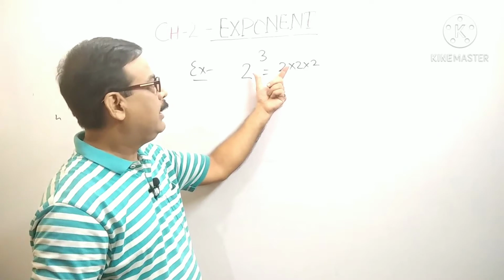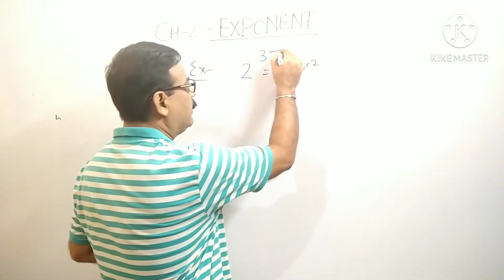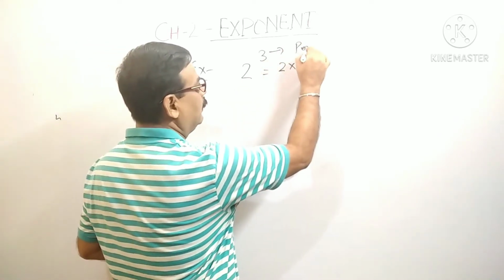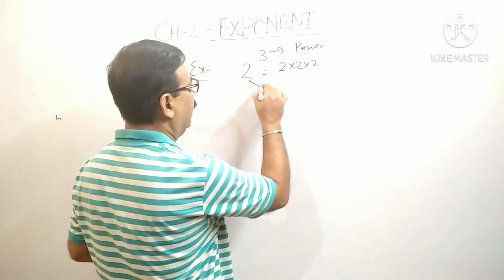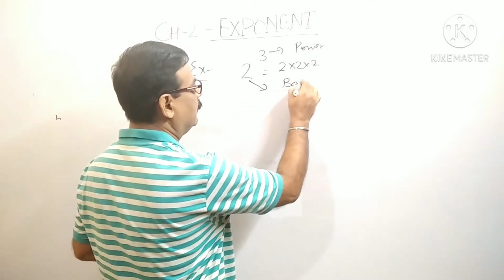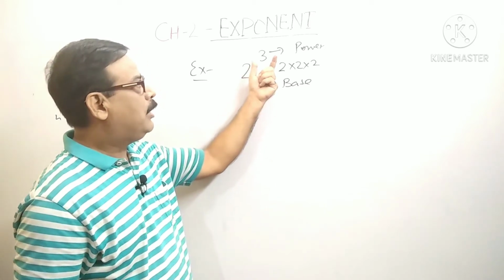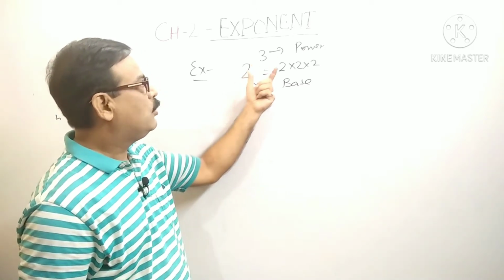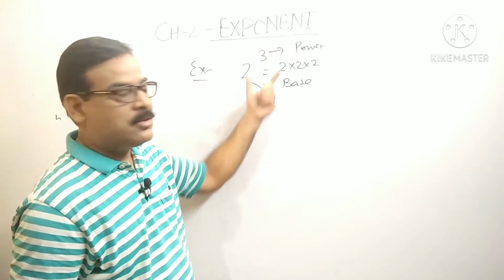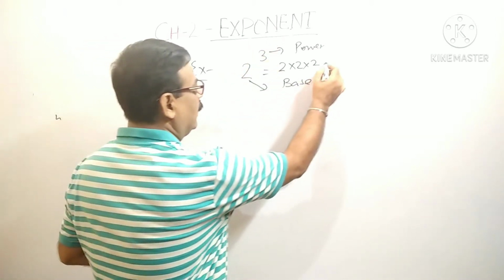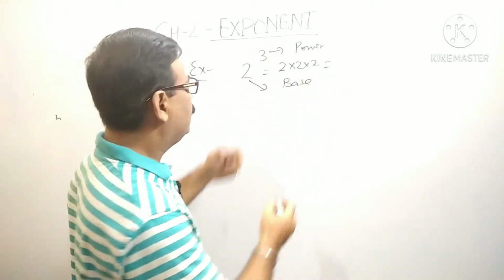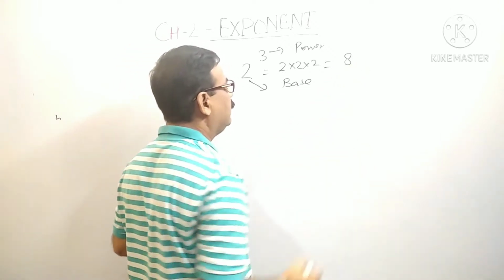So this is the exponent, where 3 is the power and 2 is the base. When any power is on the base, it is called an exponent. So from here you can get the value of this term, that is 8.